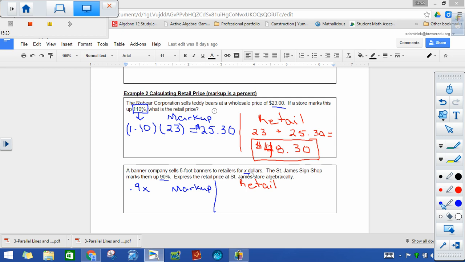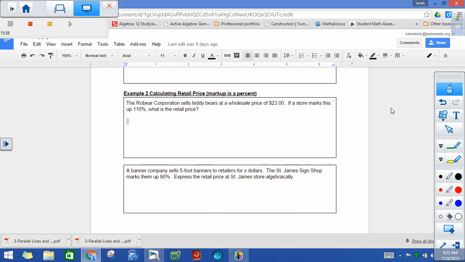wholesale price. So in this problem, my wholesale price is X. My markup is 0.9X. If you want to leave it like that, that's fine. I would love it if you remembered that there's a 1 in front of that X. So 1 whole plus 0.9 would get me 1.9X. I can put those together because they're like terms that I'm adding. Okay, there's my retail price. So there's 2 different ways you can calculate the retail price. That was your first learning objective, calculate the retail price.